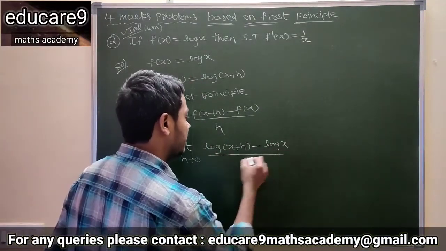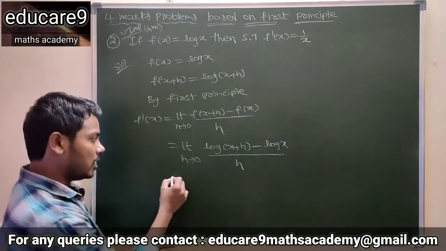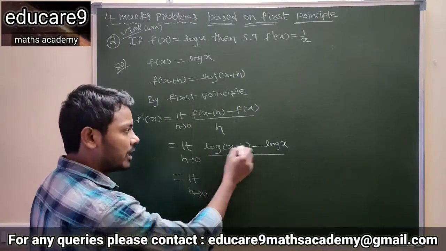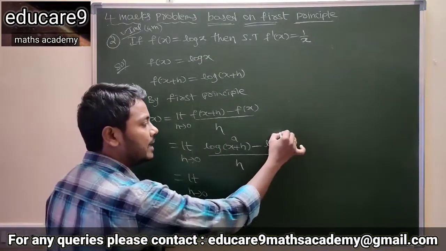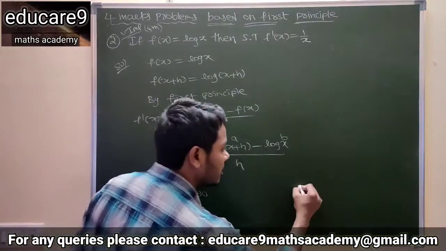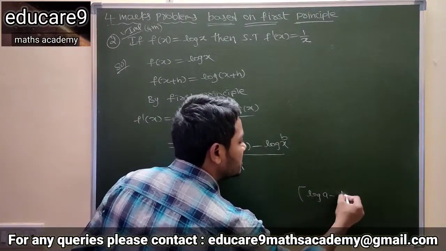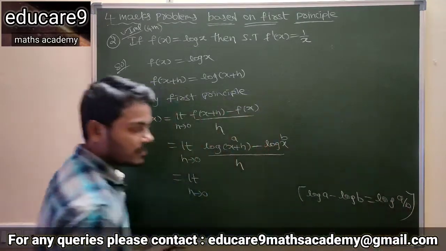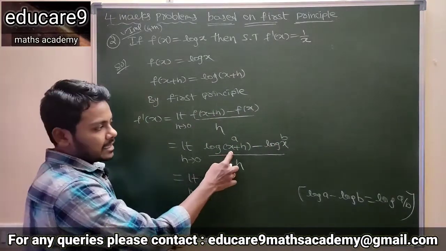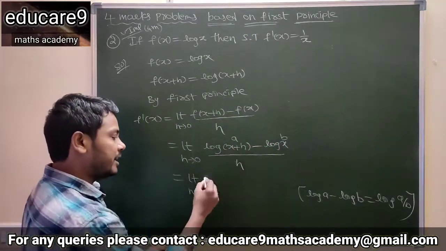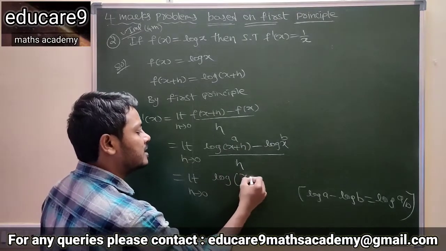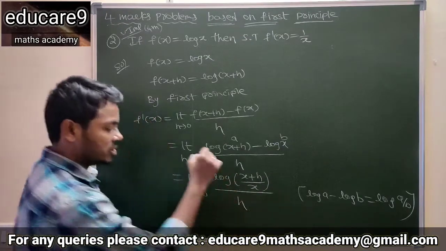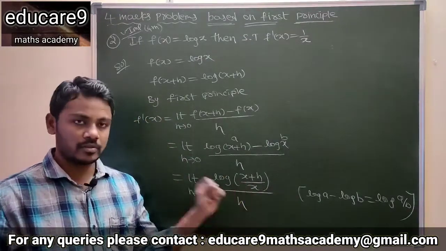So divide by h. Now this can be written as limit h tends to 0. Log a minus log b: this is a and this is b. You know that log a minus log b is log a by b. Clearly a is x plus h and b is x. So this can be written as log of x plus h divided by x, again divided by h. And here separate the terms.